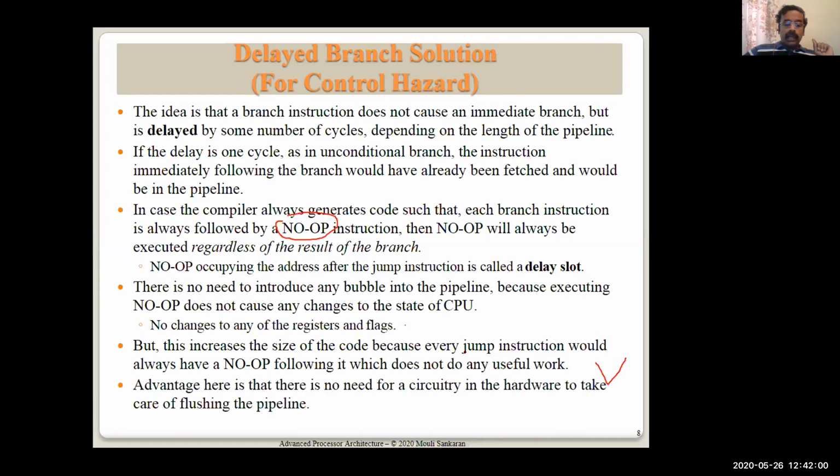So we are saying that no op is introduced. Then one second, there is some message, I suppose. Let me check.